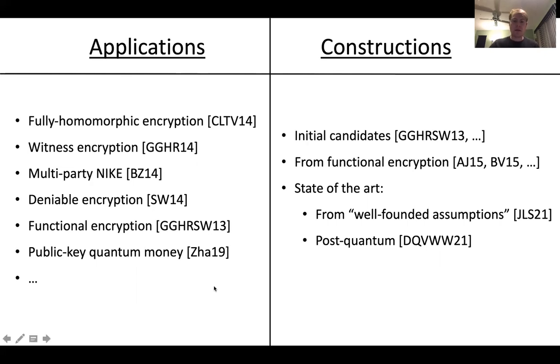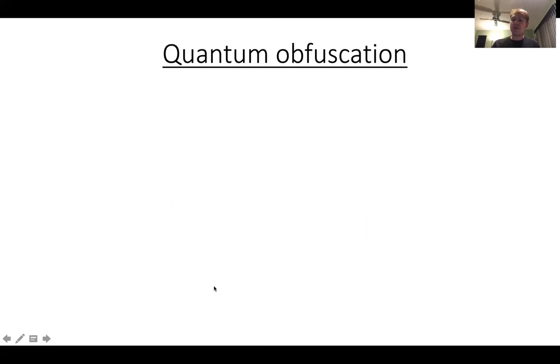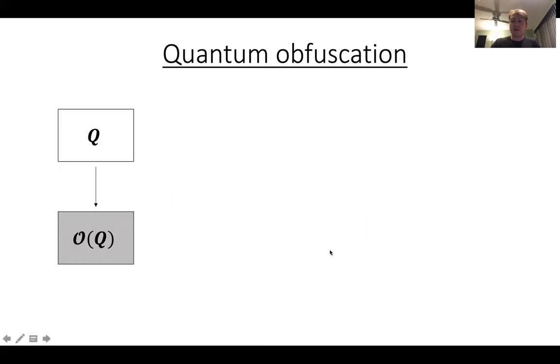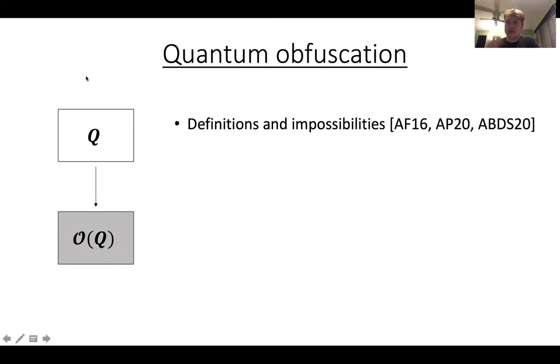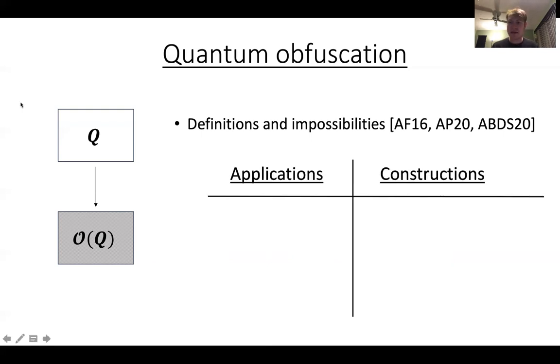This talk is going to be about the notion of quantum obfuscation, which is a natural extension to considering quantum programs. Let's say Q is some quantum program. It could be a unitary or, more generally, a quantum circuit. We're wondering if we can obfuscate it. There's been much less work on the notion of quantum obfuscation. A few works recently have studied some definitions and some impossibilities, putting forth different definitions of quantum obfuscation and showing that some of them are impossible. But if we look at a similar chart of applications and constructions, it's much less well studied than the classical setting.